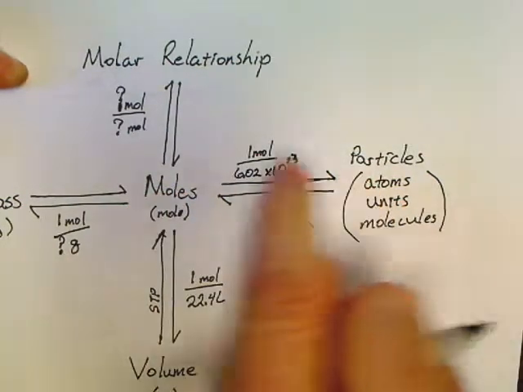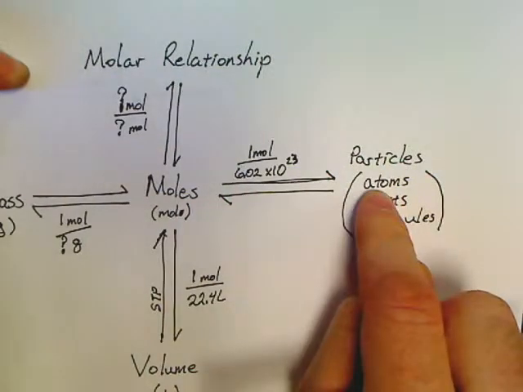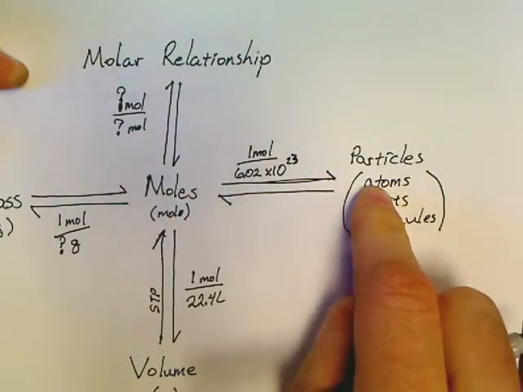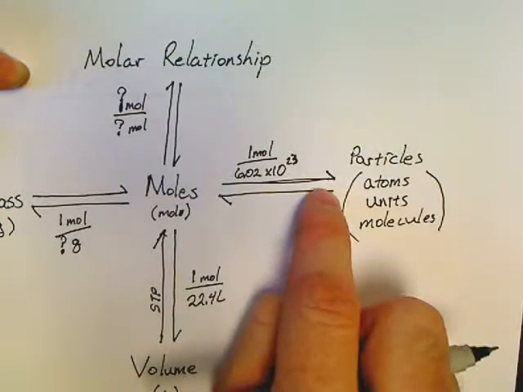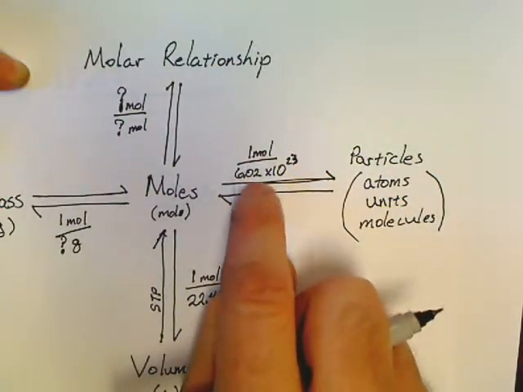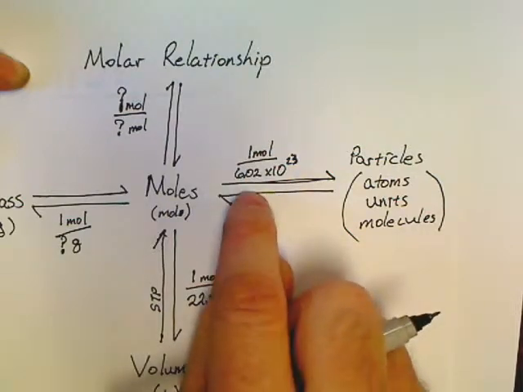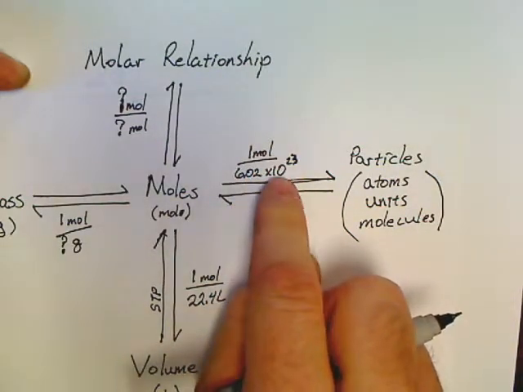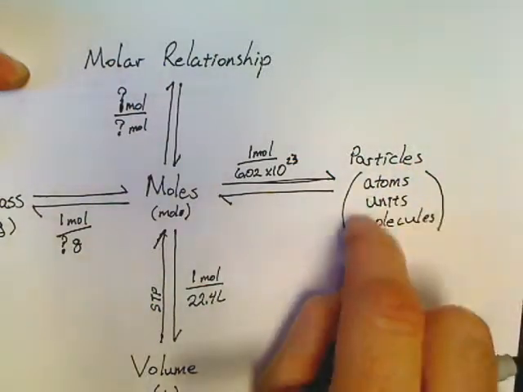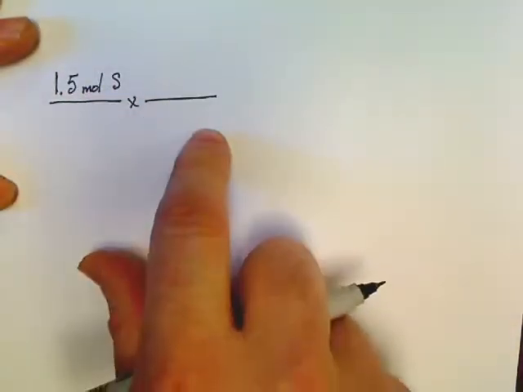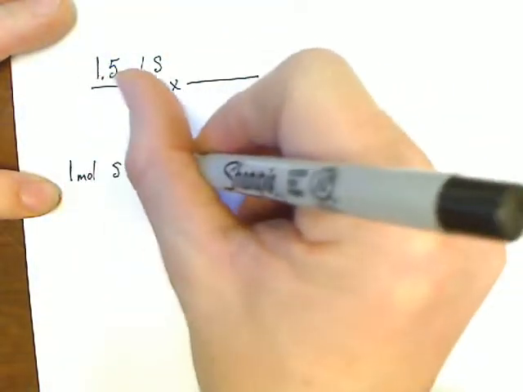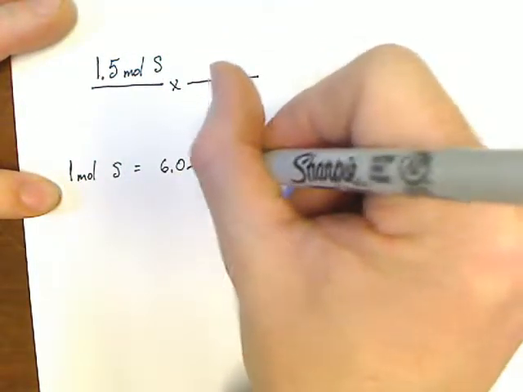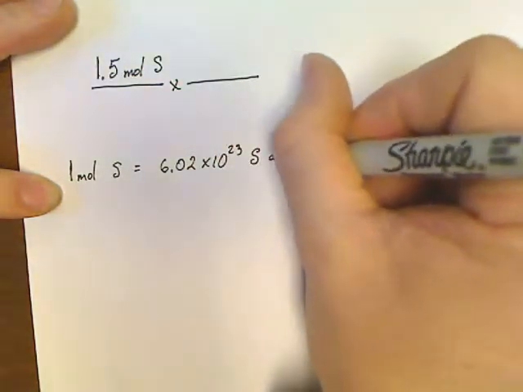So I'm going to have just one step. This is going to be a one-step problem, from moles to atoms. And my conversion factor I love, because 6.02 times 10 to the 23rd, if you take a look at this, it doesn't ever change. It's always the same conversion factor. 1 mole of anything contains 6.02 times 10 to the 23 particles, atoms, units, or molecules. So in this case, I'm going from moles of sulfur to atoms. So my conversion factor is for every 1 mole of sulfur, there's 6.02 times 10 to the 23rd S atoms.